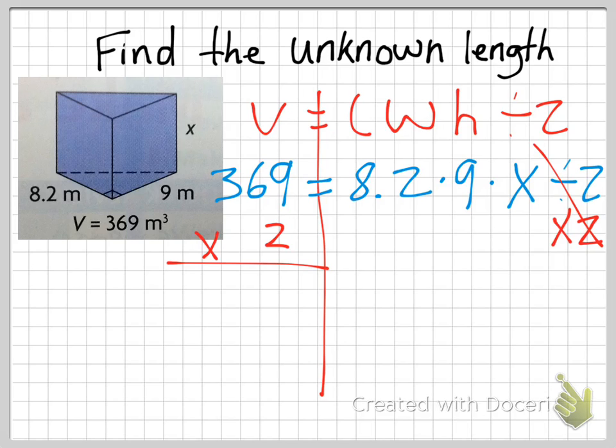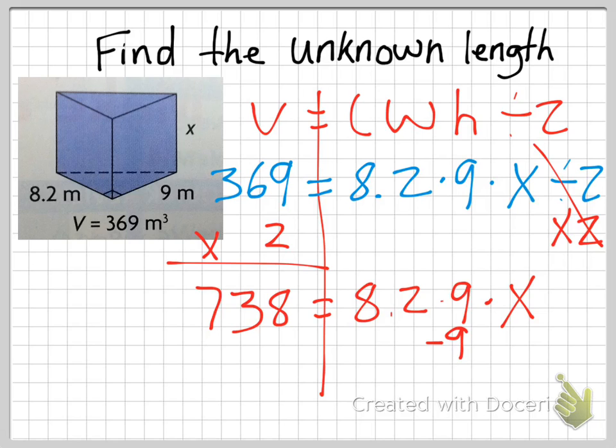When I multiply 369 by 2, I'm going to get 738. Now I have 738 is equal to 8.2 times 9 times x. Now again, I've got to get rid of the 9 and the 8.2. So what am I going to do? I'm going to divide by 9. That's going to cancel that out. I'm going to divide this side by 9. When I divide 738 by 9, I'm going to get 82. So now I've got 82 is equal to 8.2 times x.